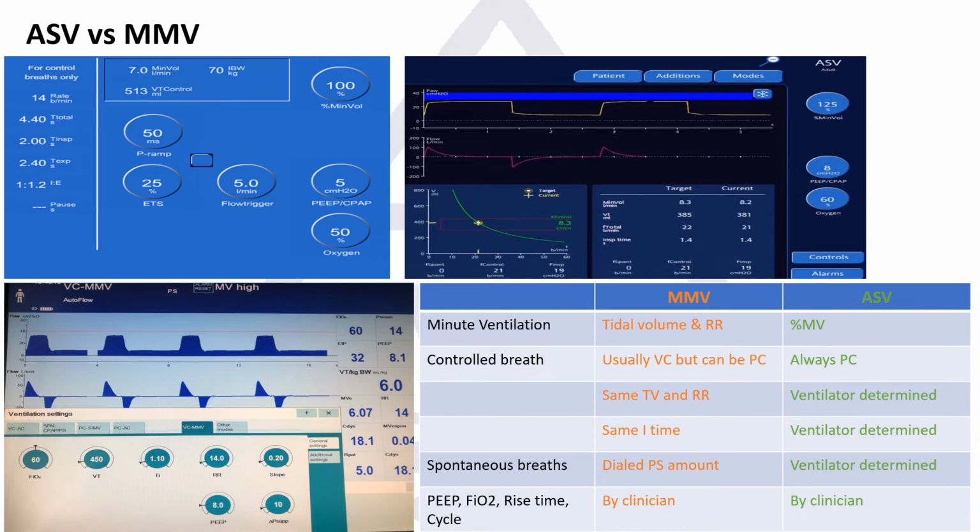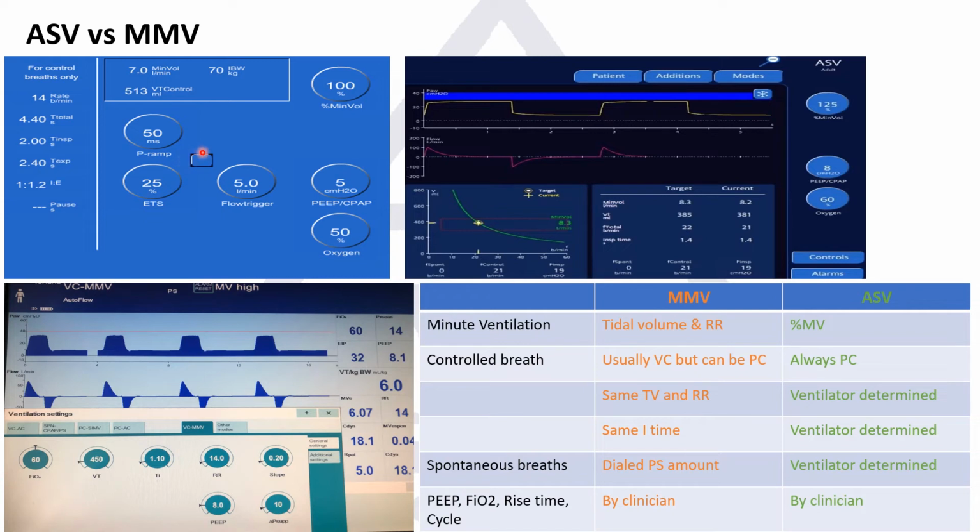So what's the difference between ASV and MMV? I've heard people say sometimes that MMV is exactly like ASV, which is not very true. There are some similarities between both modes, but there are also some differences. Before we start, we have a previous lecture about ASV if you're interested in seeing it.